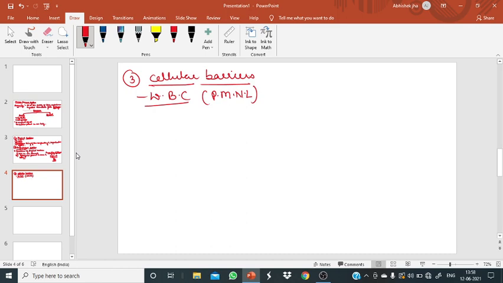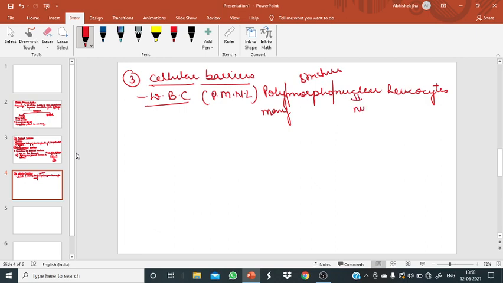What is the meaning of this PMNL? PMNL means polymorphonuclear leukocytes. This term means poly means multiple or many, morpho means structures, and nuclear means nucleus. As leukocytes have different types of nucleus within them, WBCs are also called PMNLs, polymorphonuclear leukocytes.